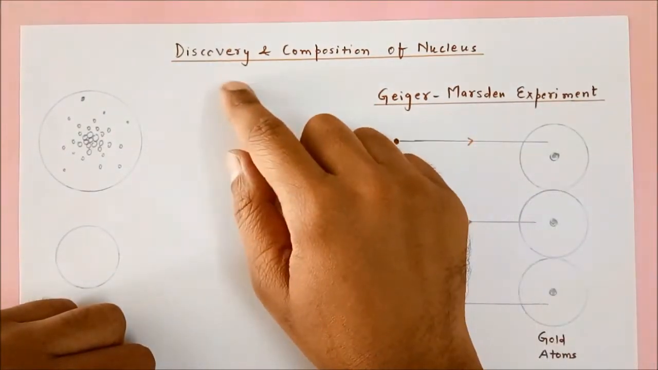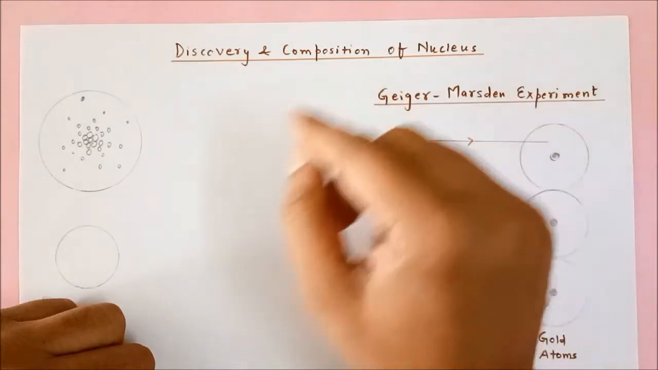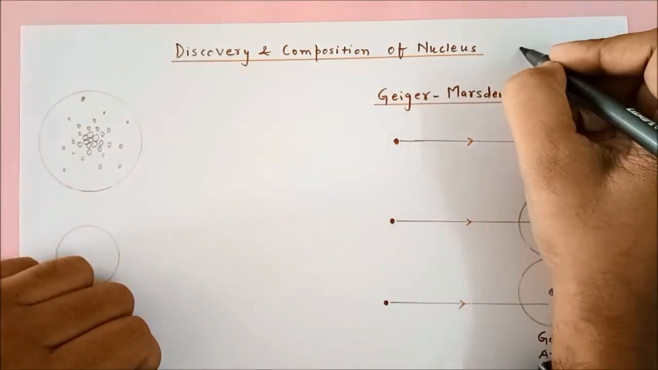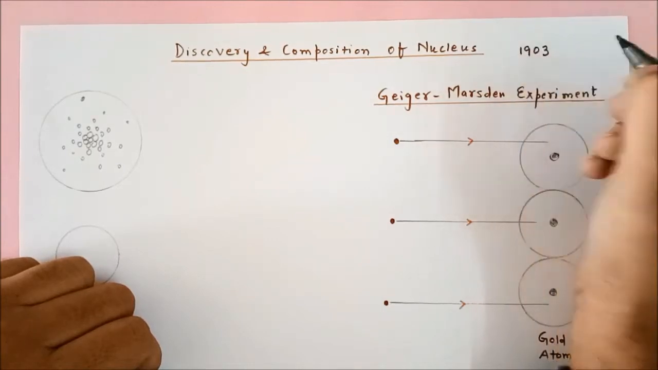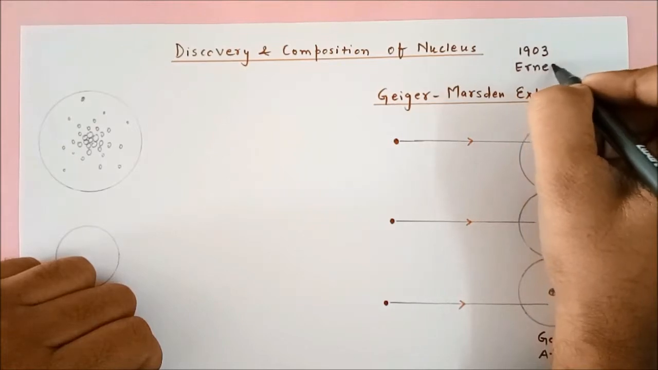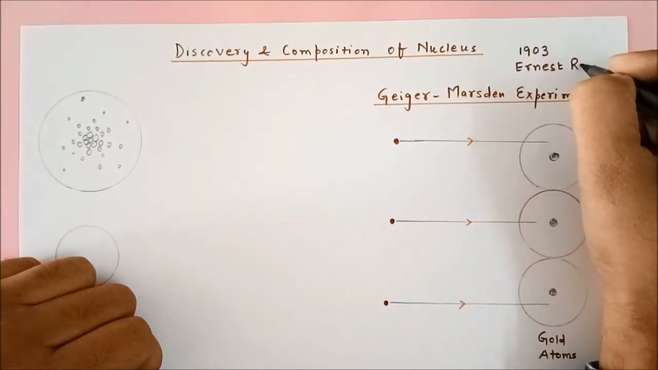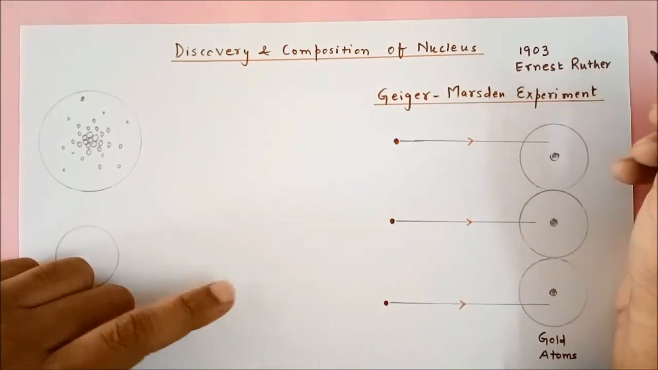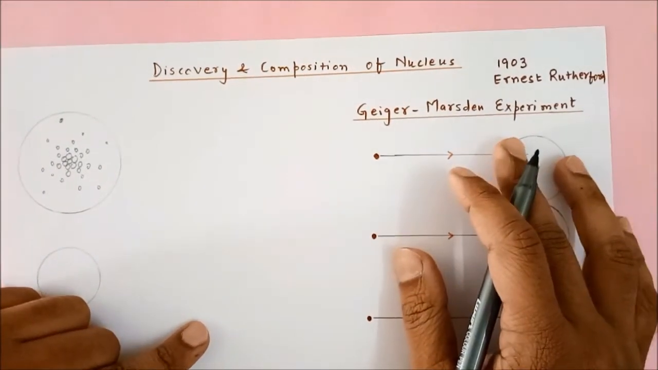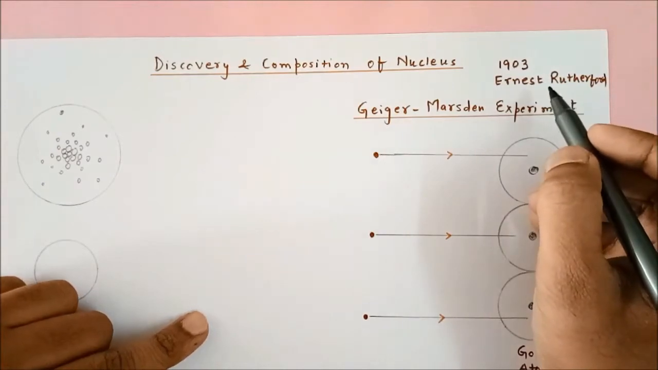Today we are going to discuss the discovery and the composition of the nucleus. So in 1903, Sir Ernest Rutherford received the Nobel Prize for the discovery of the nucleus.